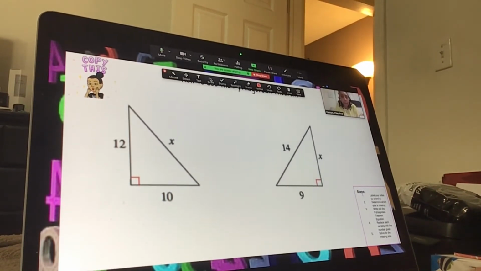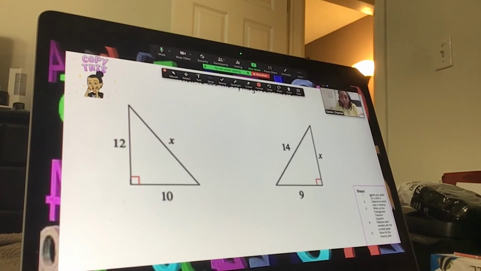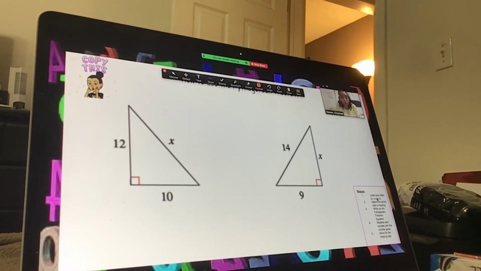So we're going to start out by following step number 1, which is to label your sides with A, B, and C. If you remember, the video we watched the other day said that our right angle in the triangle points to our side C. So if you made an arrow out of the right angle, it points to our side C. So this is our side C. We don't know how much it is, so we know that we're looking for side C. And then A and B are whichever legs you want them to be.